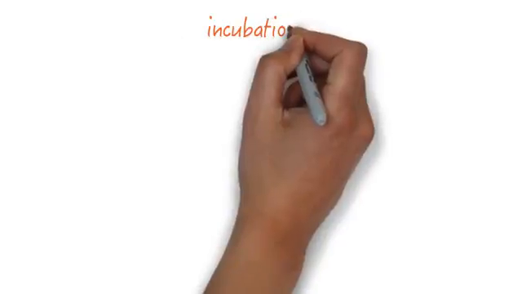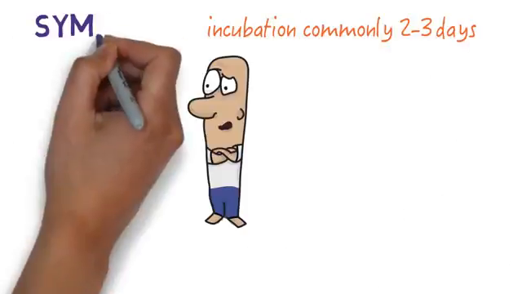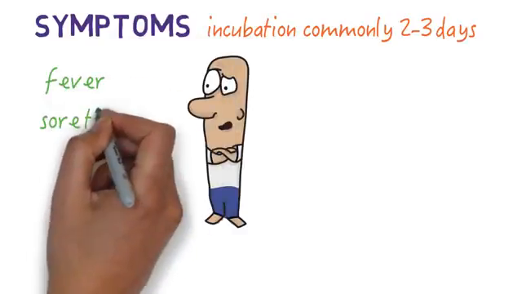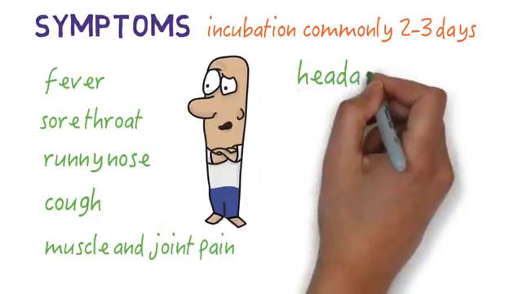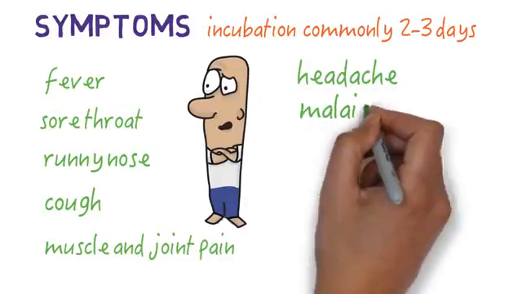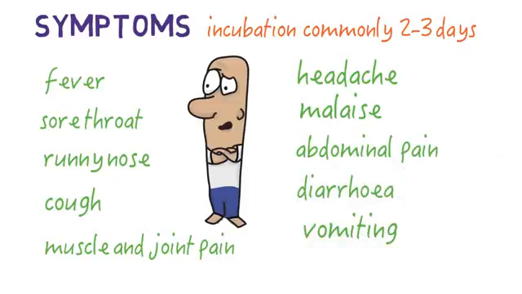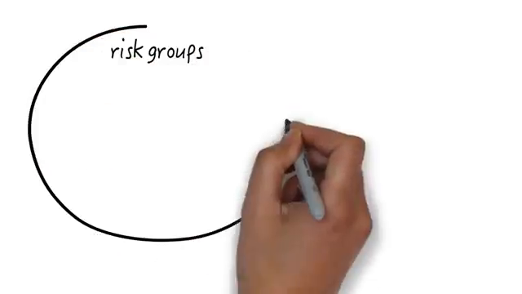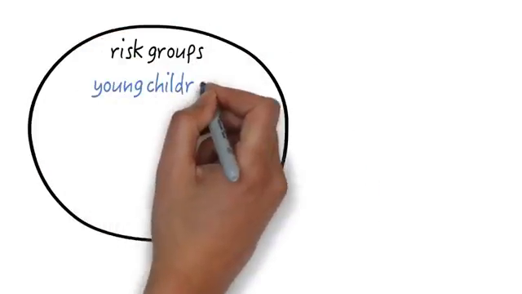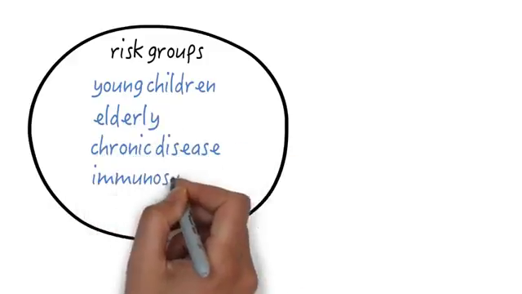Once someone gets infected with the virus, it takes about 2 to 3 days for symptoms to appear. These usually include high fever, sore throat, runny nose, cough, muscle and joint pain, headache, and generally feeling unwell. Other symptoms can include abdominal pain, diarrhea, or vomiting. Although most people recover in about a week, it can cause severe illness in some high-risk groups. These include young children, those who are old, people with chronic diseases like diabetes, heart disease or immune suppression, and women who are pregnant.